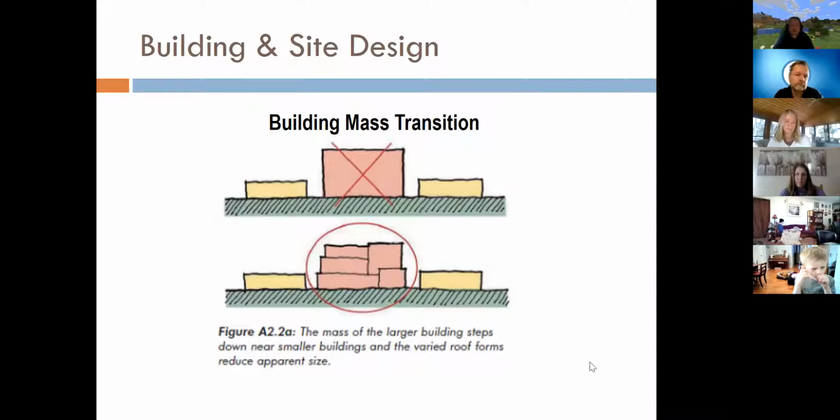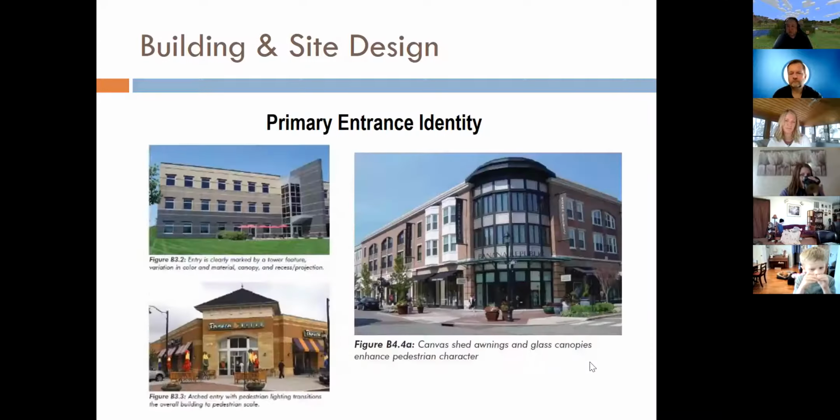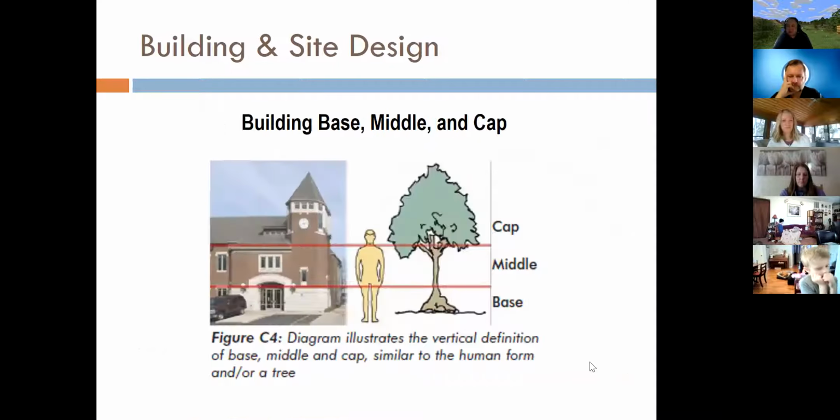We look at things like building mass transition to ensure there is a gradual transition between different building masses, visual transparency to create a visual connection between indoor and outdoor spaces, primary entrance identity to create an obvious and welcoming building entry, articulation and modulation to provide visual relief for large wall areas, building base, middle, and cap.